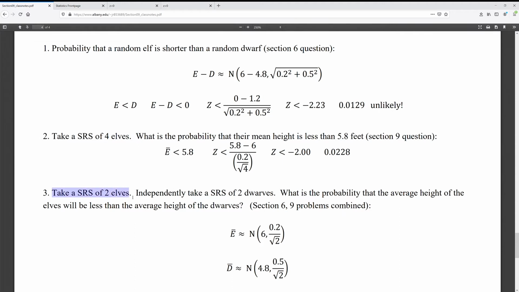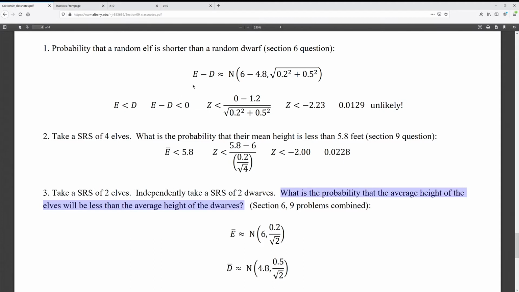Take a simple random sample of two elves. Independently, I mean the elves we pick have no bearing on the dwarves we pick. Take a simple random sample of two dwarves. What is the probability that the average height of the elves will be less than the average height of the dwarves? Averages, section 9. Comparing variables, section 6. So you see we've got both things in play.